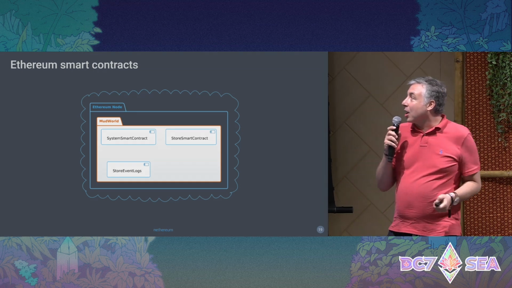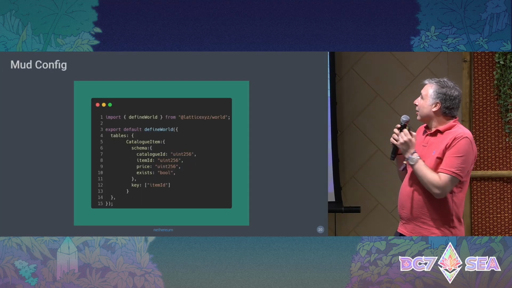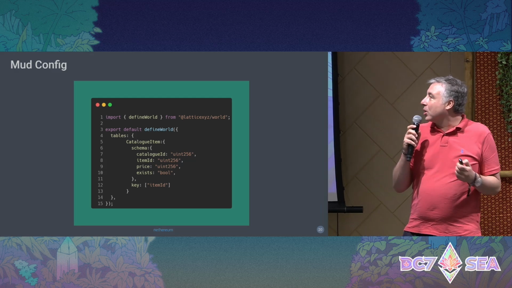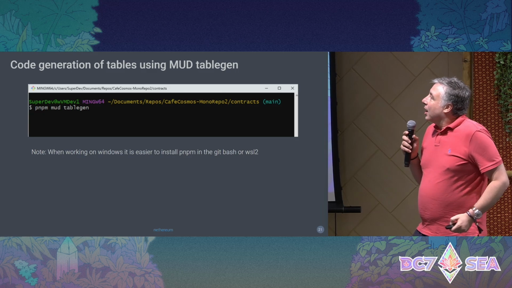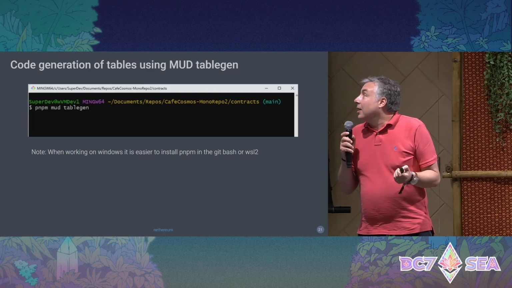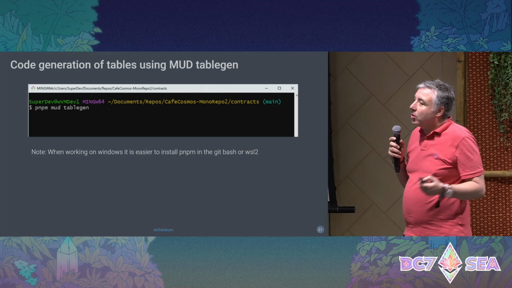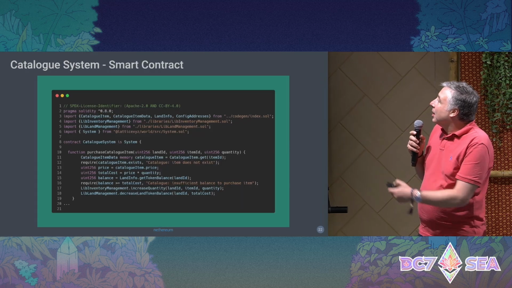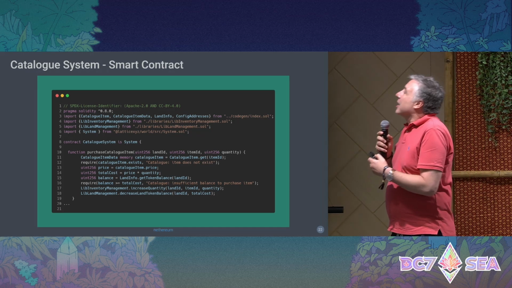So let's start with the smart contracts. First of all, we'll create in our MUD config our table, so here we call it catalog item with an item ID, catalog ID, and a price, because we're going to buy it. And then we will go and code generate it. Because we are working on Windows, normally with Unity, you will have to use Git Bash or WSL2 because MUD works better in a Unix environment.